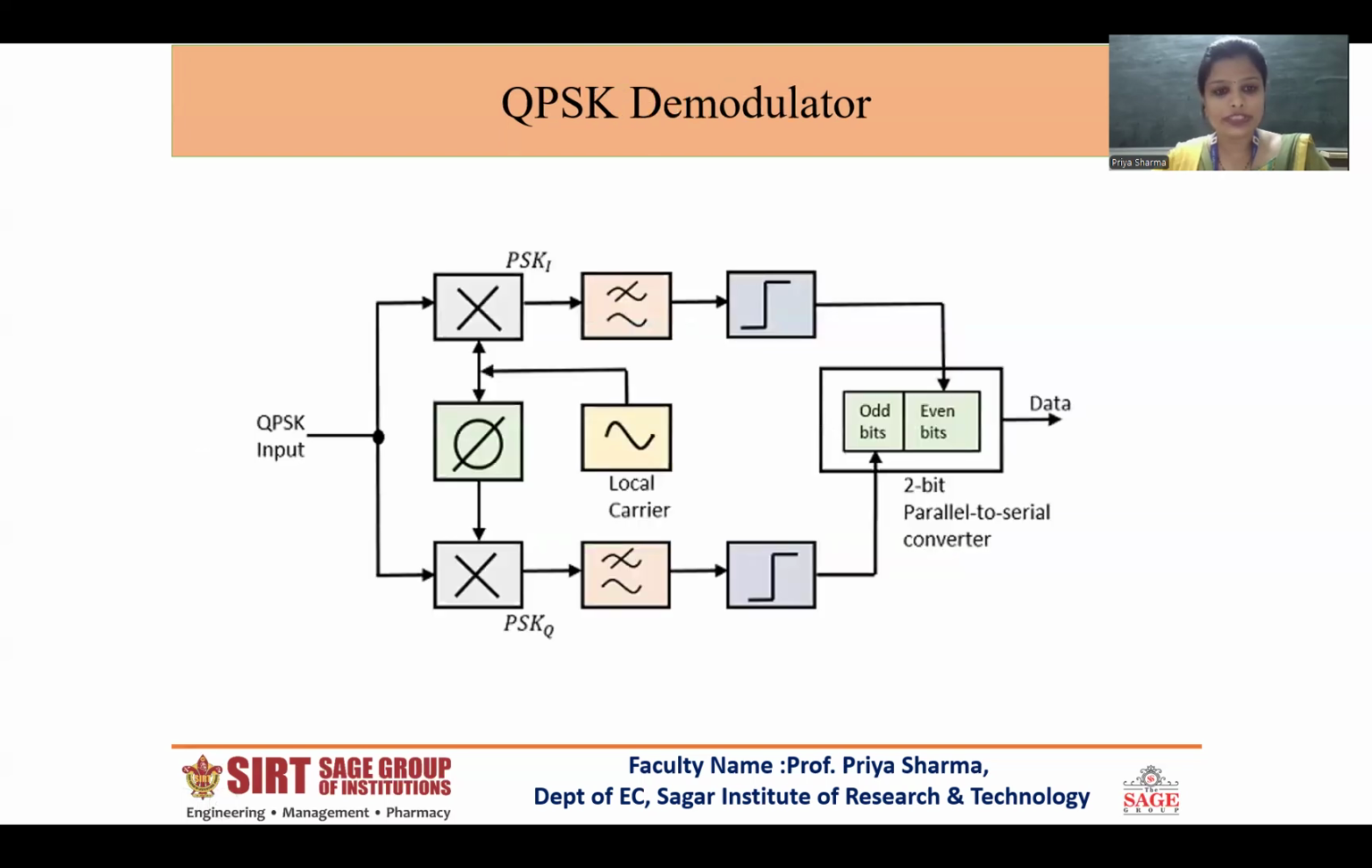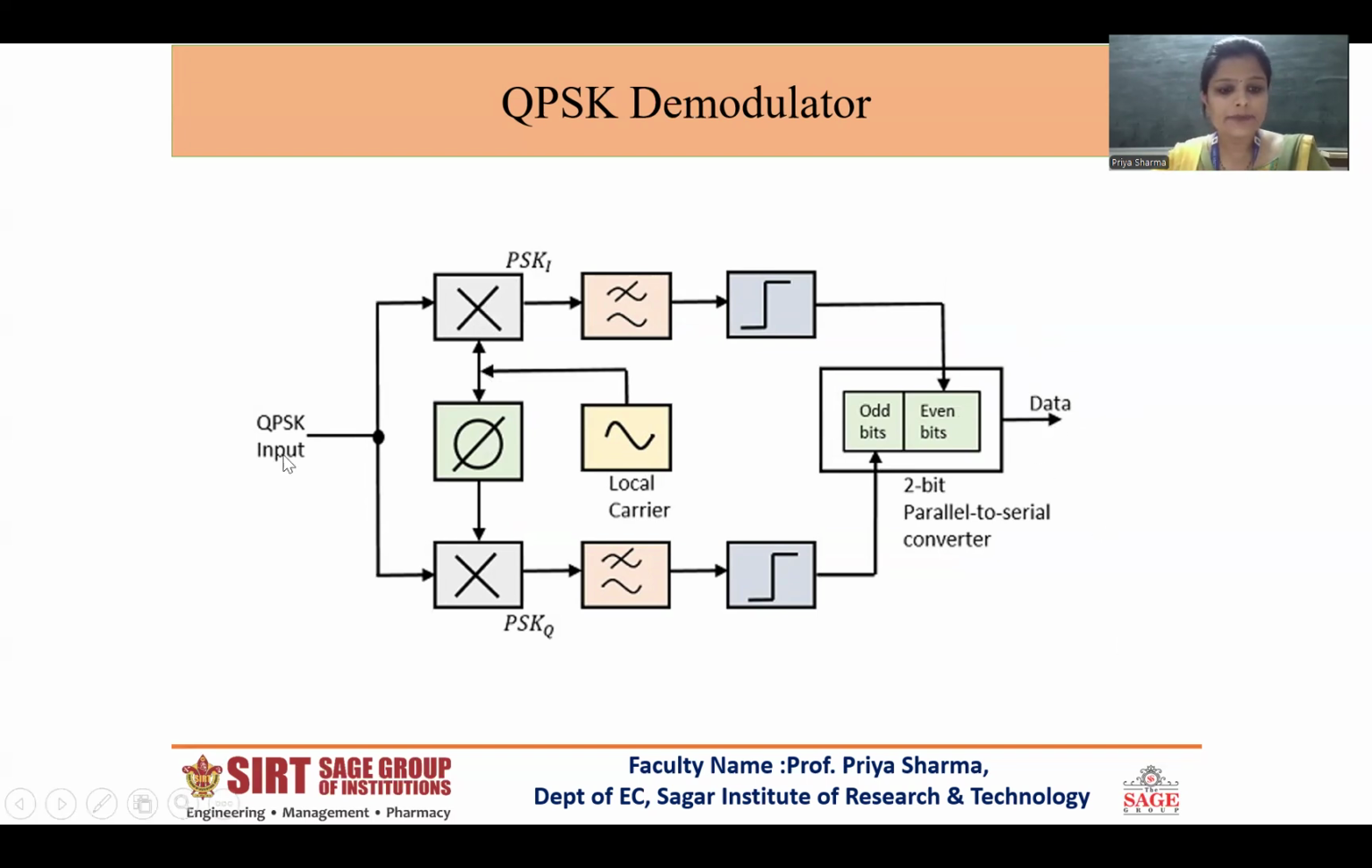Coming to the demodulator circuit, it consists of balanced modulators. These are the balanced modulators. This is the pi by 2 phase shifter. This is the carrier which is generated through a local oscillator. This is the low pass filter followed by an integrator. And then these are added in a mux, or a parallel to serial converter is there for serial transmission of the original message signal.